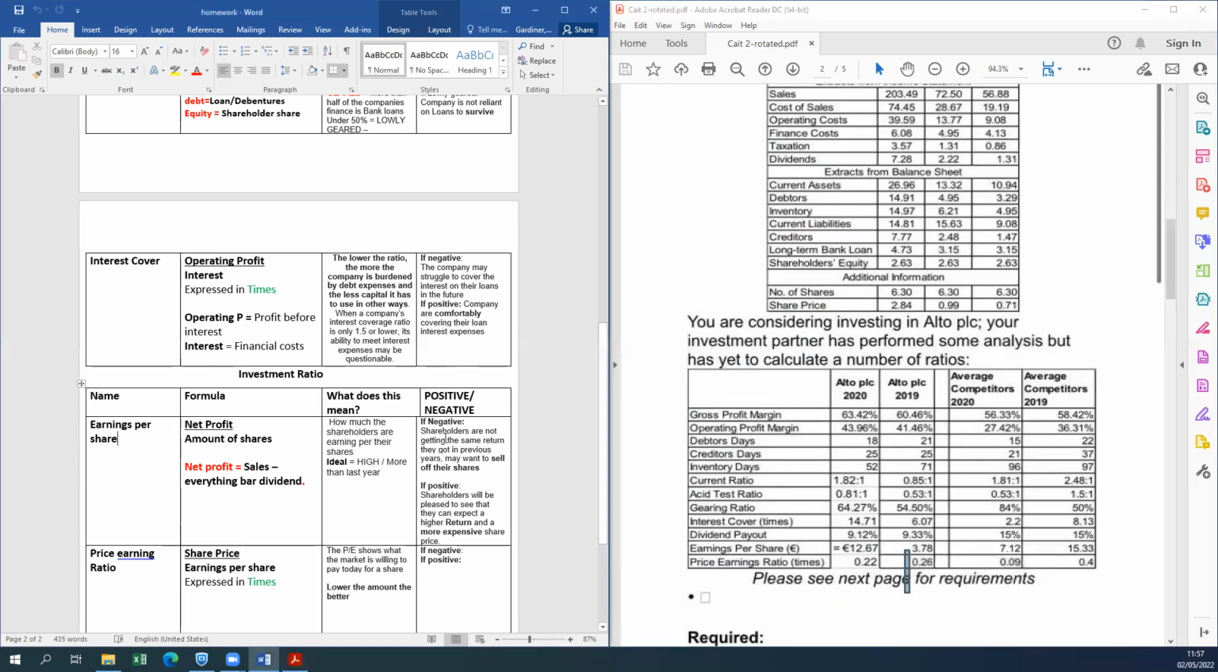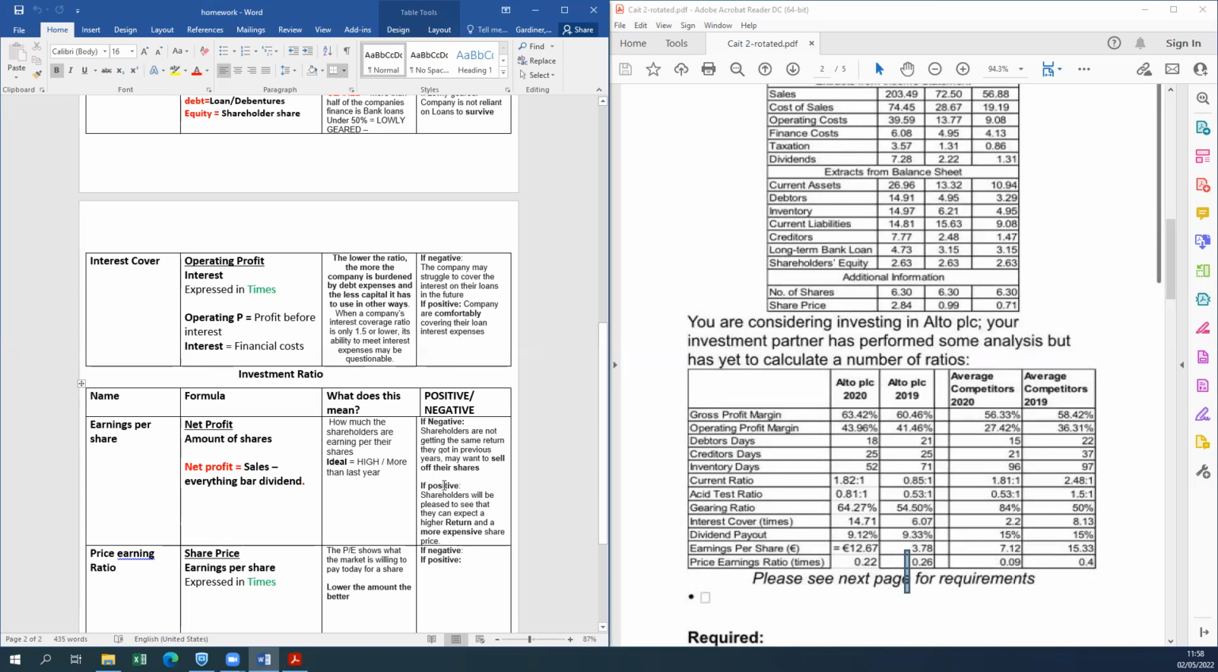So if negative, shareholders are not getting the same return they got in previous years. How easy is that? Just say they're not getting the same money as they got last year. And as a consequence, this is just a bonus, they may want to sell off their shares just to get out of the company. That's bad, that means the company is losing their shareholders' equity. Their investment from shareholders gone.